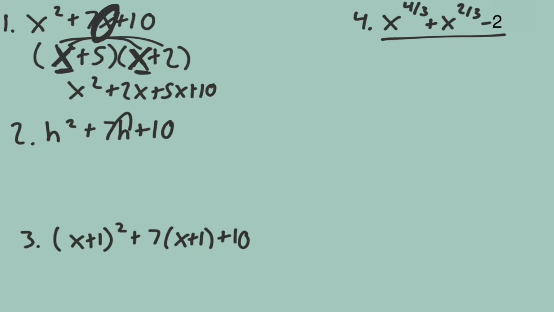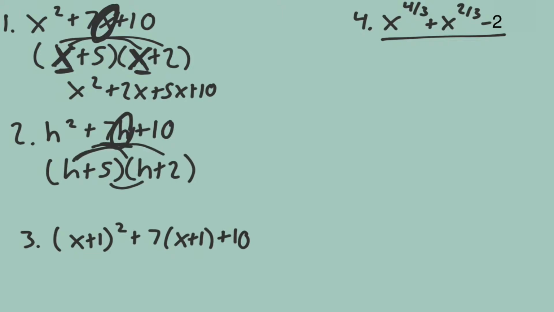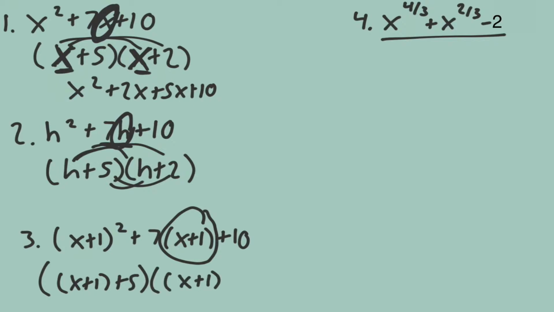For number 2, look at this part again. It's going to be h plus 5, h plus 2. And again, double check. H squared plus 2h plus 5h, which is plus 7h plus 10. You get what you started with. Number 3, it looks a little bit harder, but same thing. Whatever's being multiplied to that middle number, that b number. X plus 1 plus 5 times x plus 1 plus 2. And if we check it, we have x plus 1 squared plus 2 times x plus 1 plus 5 times x plus 1, which is plus 7 times x plus 1 plus 10.